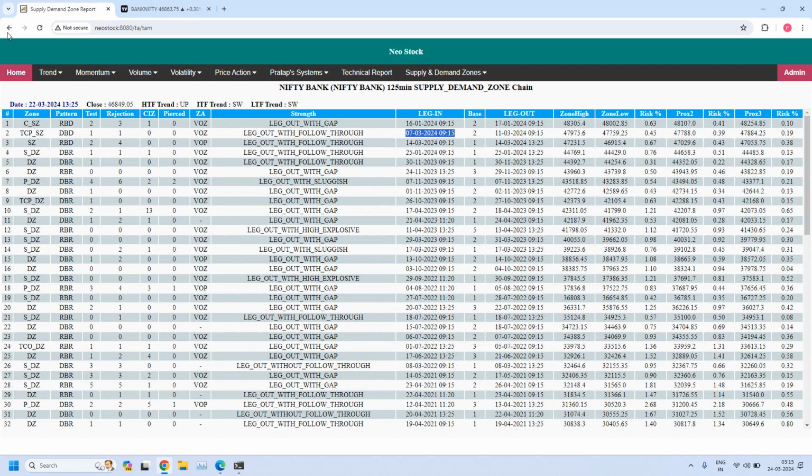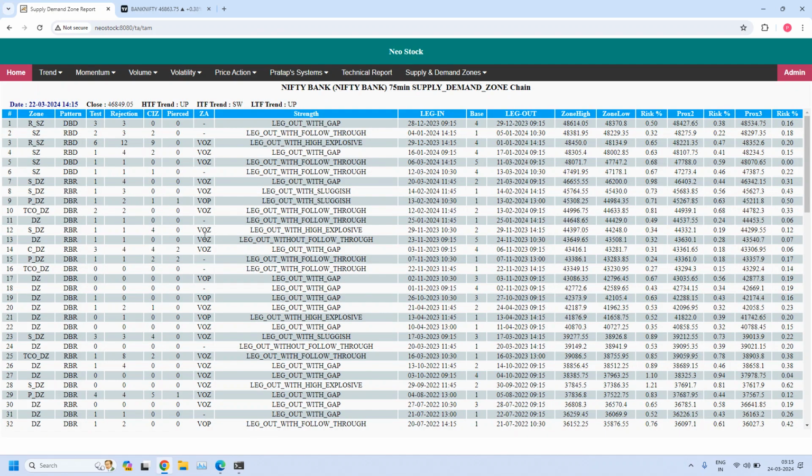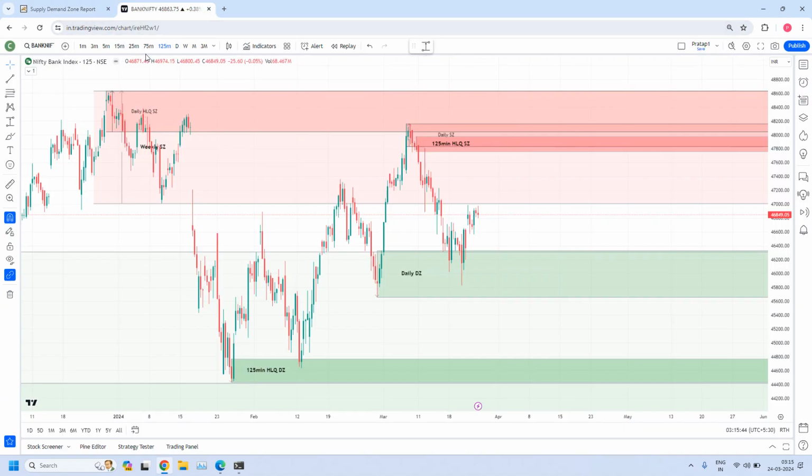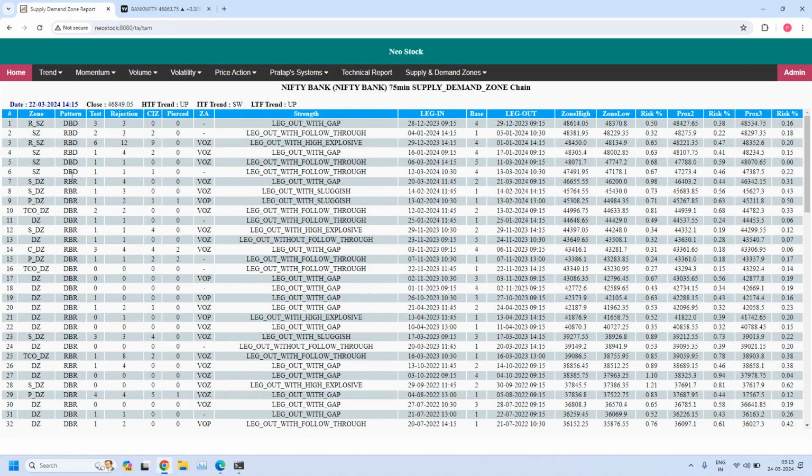Now let's move on to 75 minutes time frame. I'm changing the time frame to 75 minutes, generating the chain. This is 75 minutes supply demand zone chain. First here let me change the time frame also to 75 minutes. Okay, what is the nearest demand zone? Seventh one. This is the nearest demand zone, and moreover this is the nearest demand zone to the current price, and moreover this is a high liquidity zone.